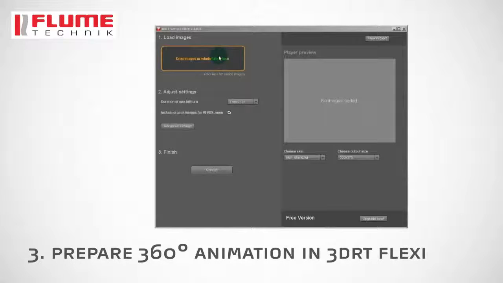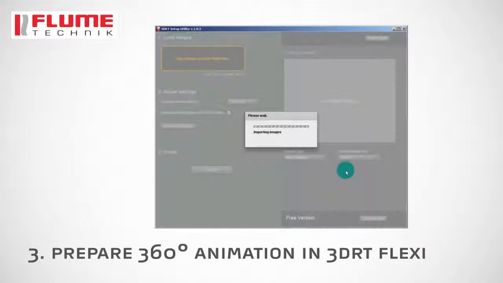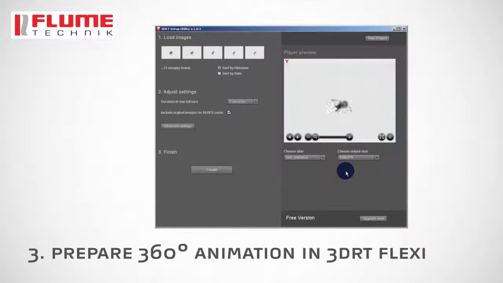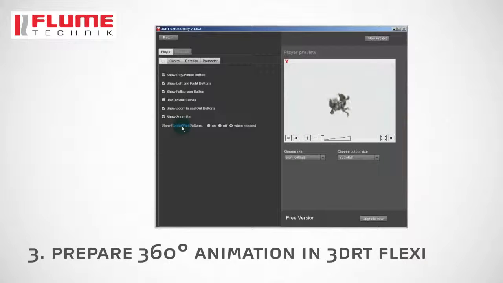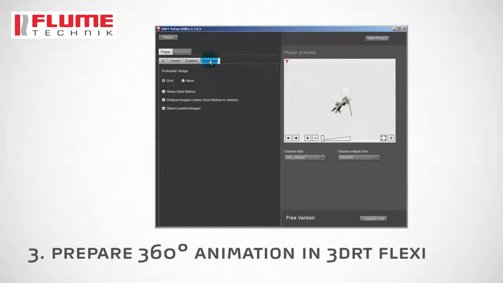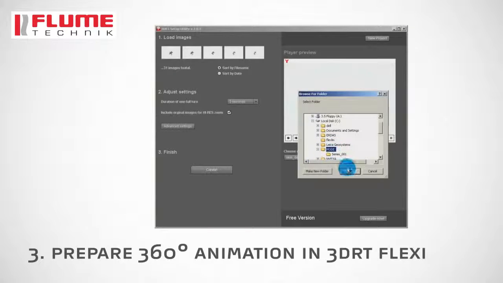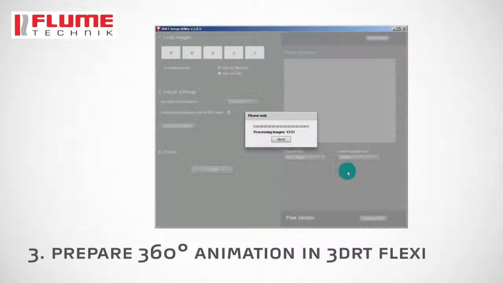Next, run the 3DRT Flexi software and set up your animation. Drop the image files or folder containing it onto the program window. Choose the output animation size in pixels and player skin. In the Advanced Settings section, you may set many parameters related to user interface, control, rotation, and preluder of an animation. After setting animation parameters, click the Create button and choose an empty folder for output files.